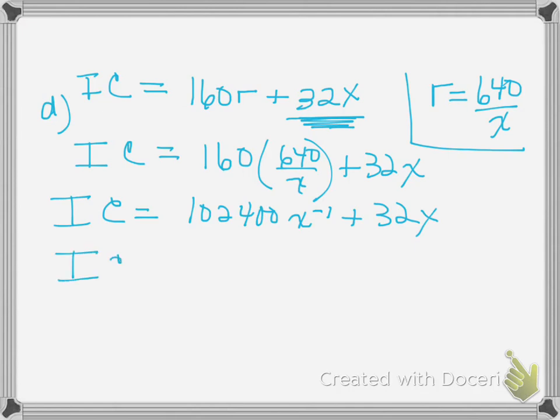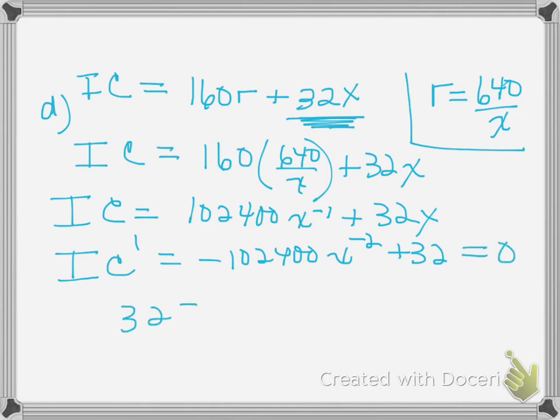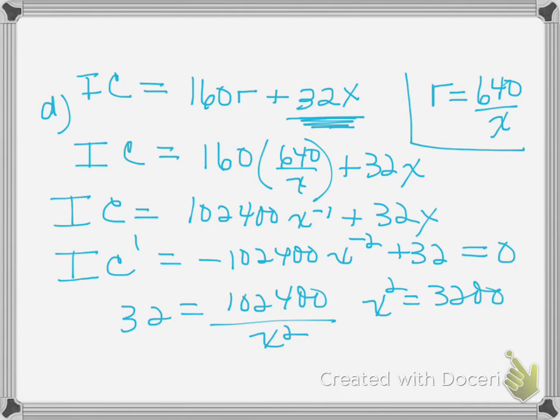Okay, I'm going to take my derivative, and I get negative 102,400 x to the negative 2 plus 32. Set that equal to 0. I get 32 equals 102,400 divided by x squared. X squared equals 3200. X equals 56.57. Plugging x back into r over here gives me an r of 11.31.